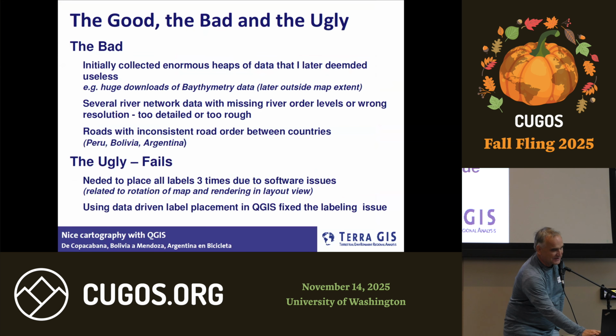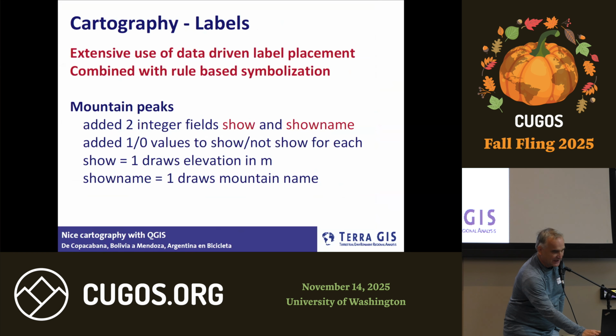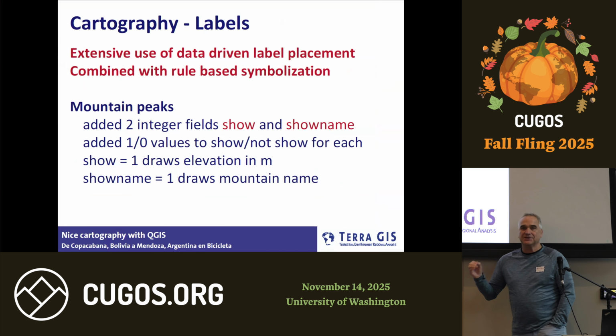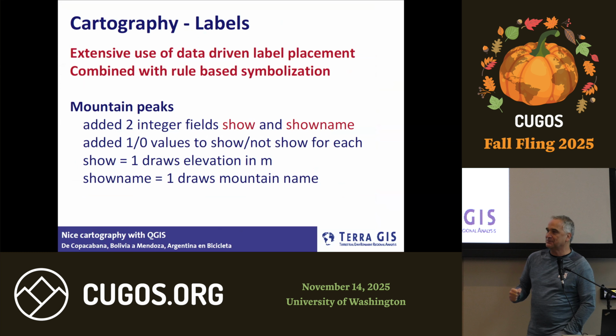So data selection, the good, the bad, and the ugly. I don't know. I skipped that. And so basically, if you look at cartography in QGIS, you have some cool options. And one is to use data-driven configuration of symbology and labels.